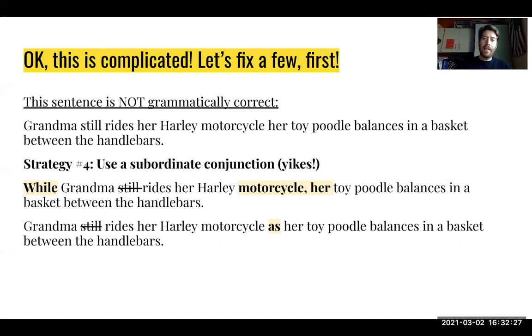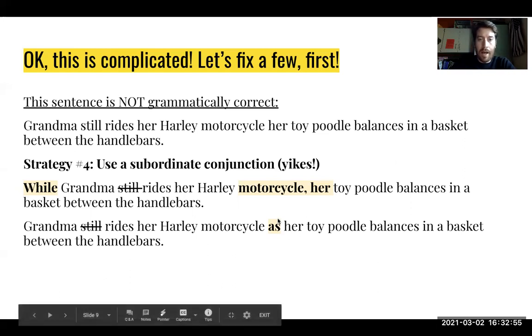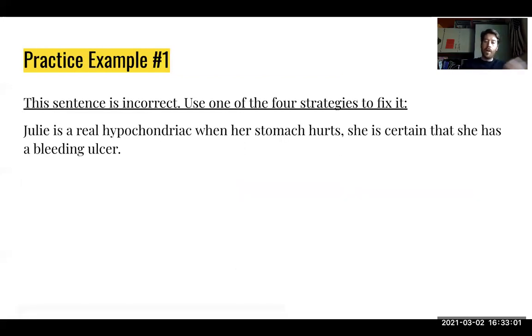So this one again adds that subordinate conjunction at the beginning of the sentence, the word while. So while or during the act of riding her motorcycle, grandma has her toy poodle balancing between the handlebars. In order to do this effectively, you have to take out the word still. Another option would be: grandma rides her motorcycle as her toy poodle balances in a basket between the handlebars. Again, same thing, that works. It's just the addition of a subordinate conjunction, the word as. Okay, so again, those are 4 solutions for how you can turn a run-on sentence into a grammatically correct sentence.